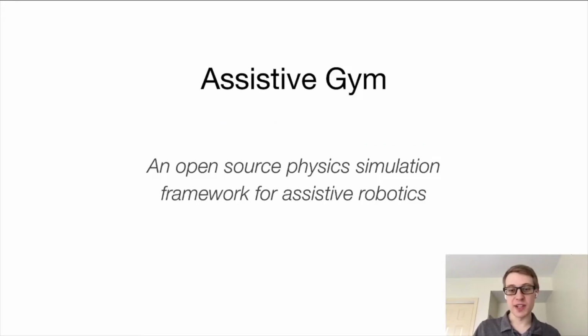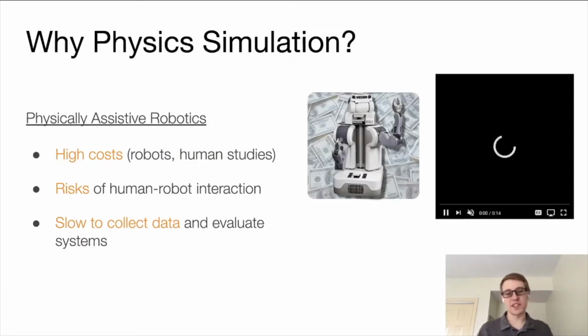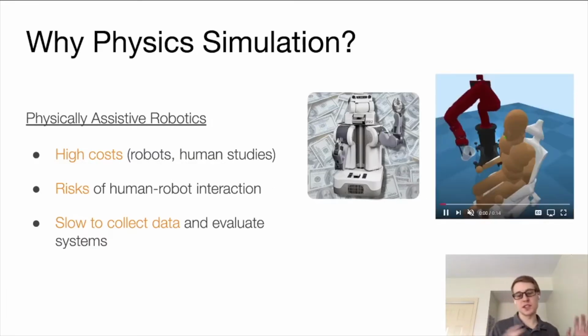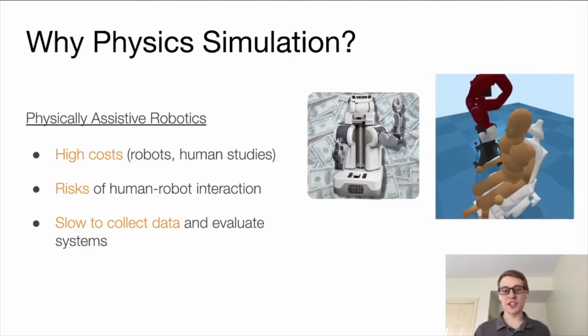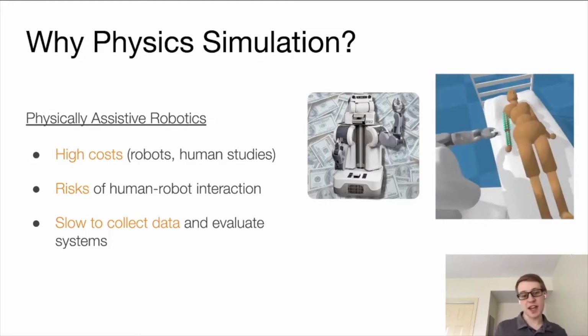Today we're going to be talking about, again, Assistive Gym. It's an open source physics simulation framework for simulating assistive robots. The first thing to really talk about is why we are interested in physics simulation. Obviously, because it's an online course this year, physics simulation makes sense because we can all use it. But outside of that context, what is interesting about physics simulation?